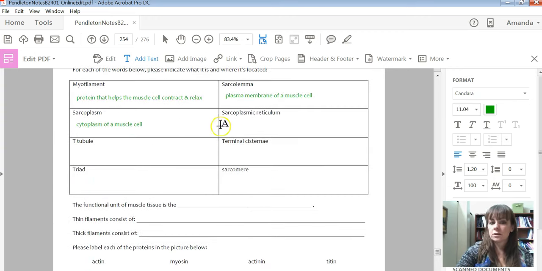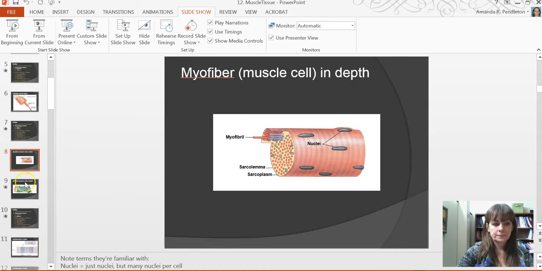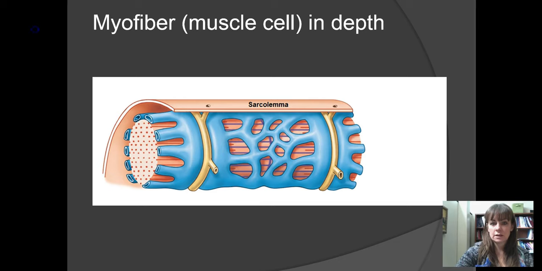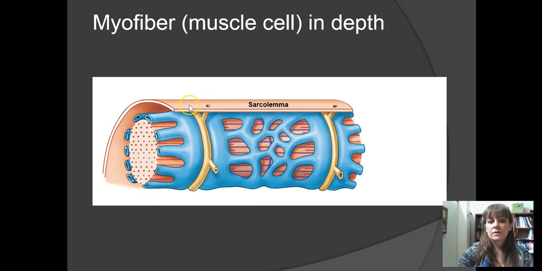Let's continue looking at the muscle cell structure more closely. And let's go to this image right here. So to remind you what we're looking at, okay, we've got the sarcolemma, which is the plasma membrane of the muscle cell. And right here, this circular structure is going to be a myofibril. So this is a bundle of proteins that can contract and relax the cell.